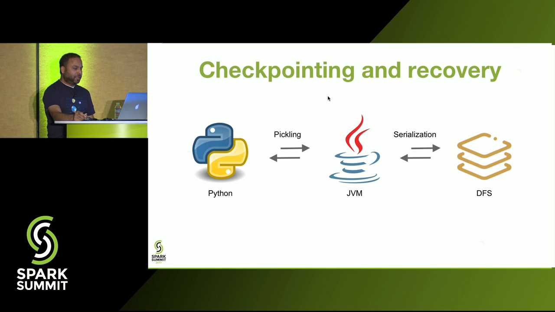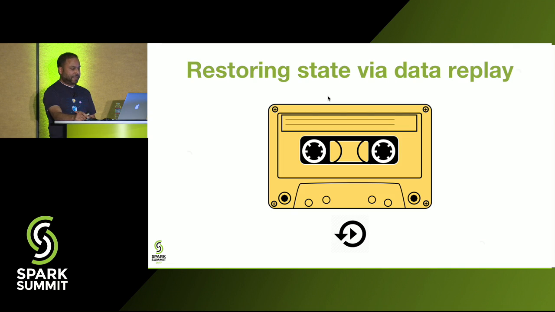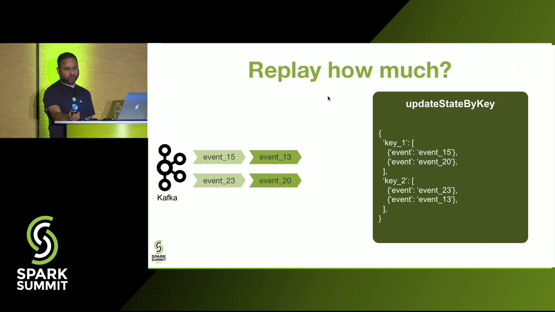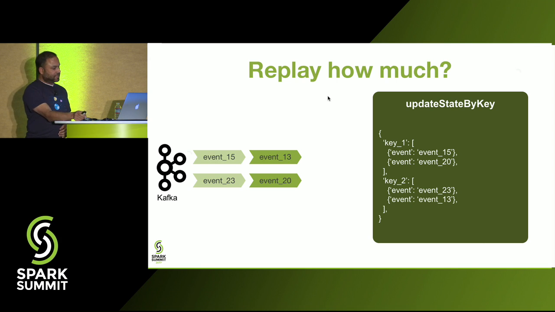So what we chose to do in order to recover state is to use replay. Essentially, when the application restarts, we try to go back far enough that the state can be completely reconstructed, and then replay the data, and then the state is back, and then we resume from where we left off. So the natural question, of course, is how much to go back, because how do you know that the state is completely back to where it was?